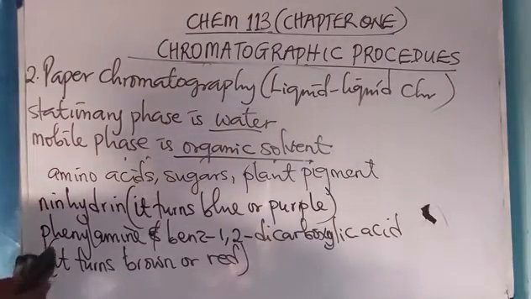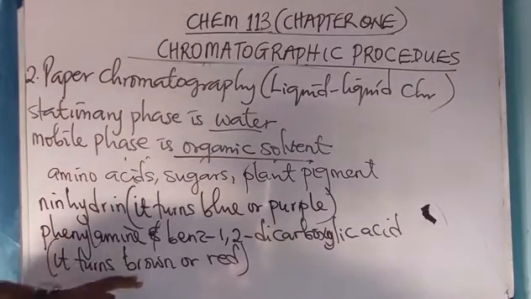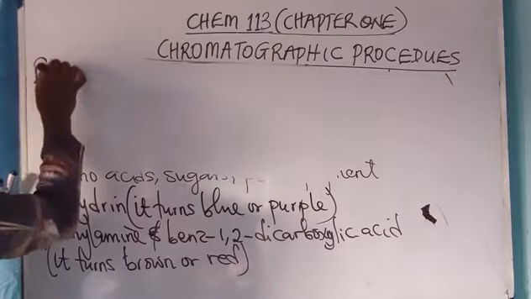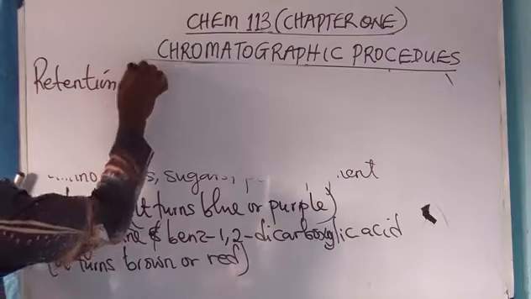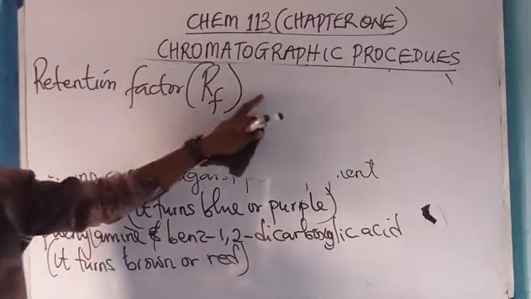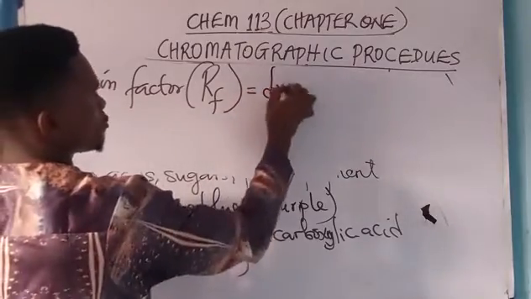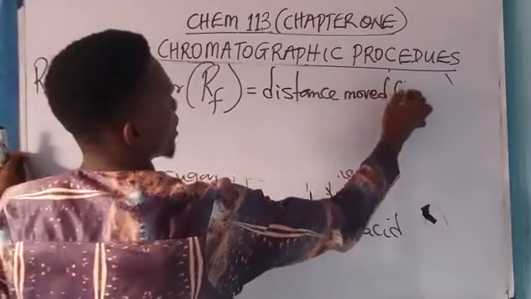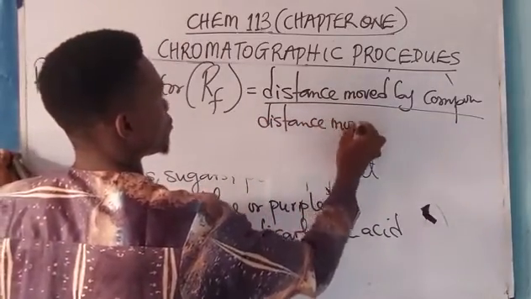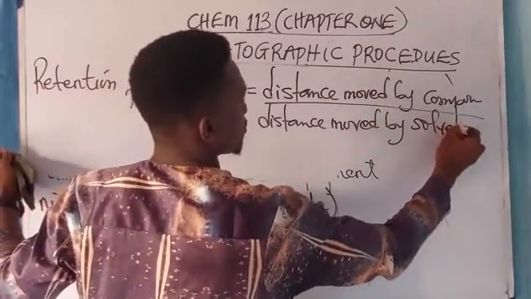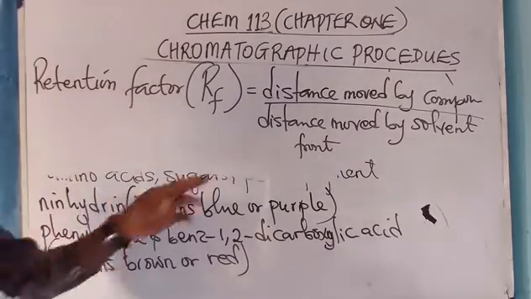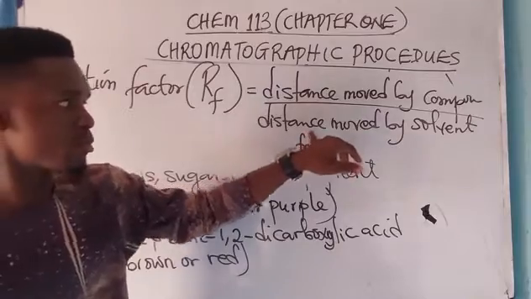Now, retention factor is associated with paper chromatography. The retention factor, which is written as RF, is associated with what? Paper chromatography, and the formula is distance moved by the compound over distance moved by the solvent front. Alright, so the full meaning of RF is what? Retention factor, and it means the ratio of the distance moved by the compound to the distance moved by the solvent front.